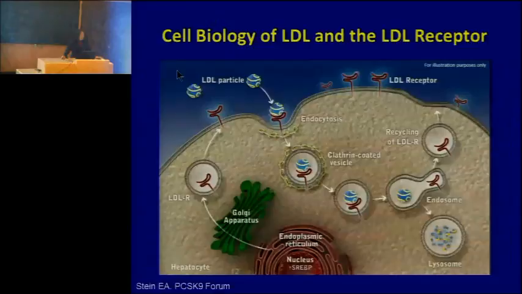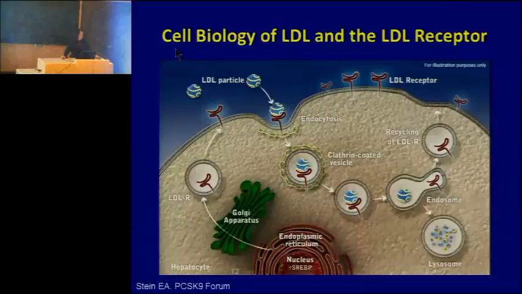For this, let's go over the cell biology of the lipoprotein LDL and the LDL receptor. So here is the LDL particle that's floating in the blood. An LDL delivers cholesterol to cells. To deliver the cholesterol into the cell, it has to bind to the LDL receptor that's shown here in dark red, and it gets endocytosed. The cholesterol then gets into the cell, and the LDL receptor is typically recycled back to the cell surface so it can go back and take up more LDL particles.